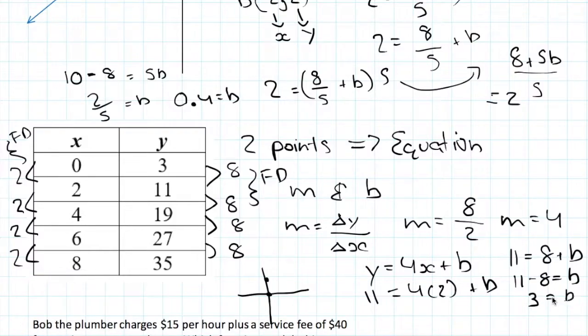And as you can see, in both cases we got the same answer. If I subbed in a point, I also got 3 is equal to b. And looking at the table, I also got the y-intercept to be 3. So now that we know that b is 3, we can combine all the things that we just solved for, and we can say y is equal to 4x, as the slope is 4, plus 3, as b is 3.